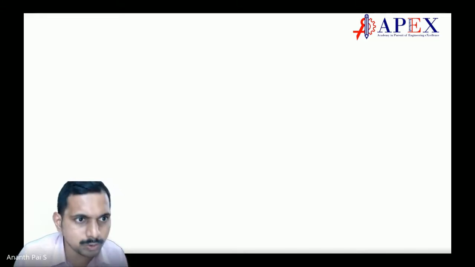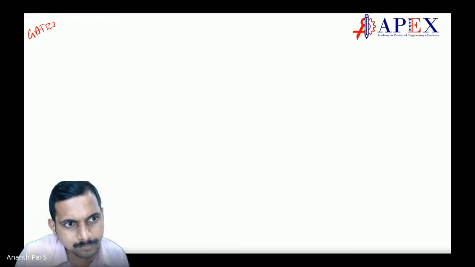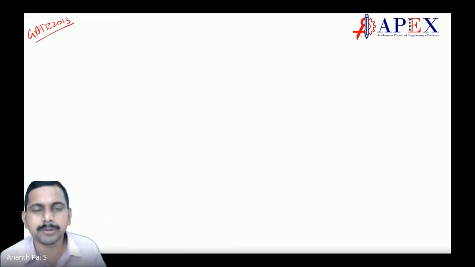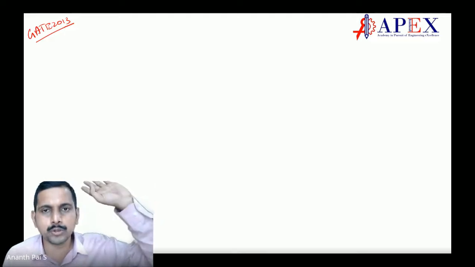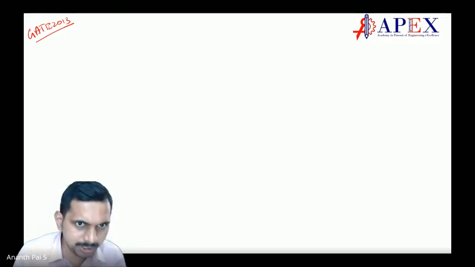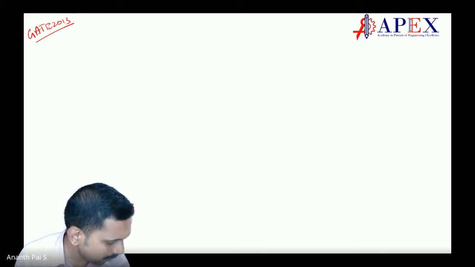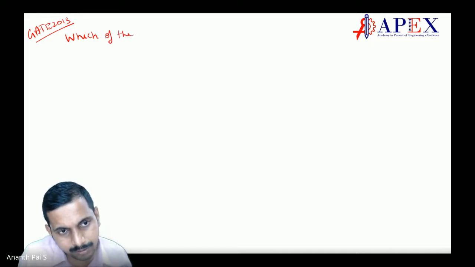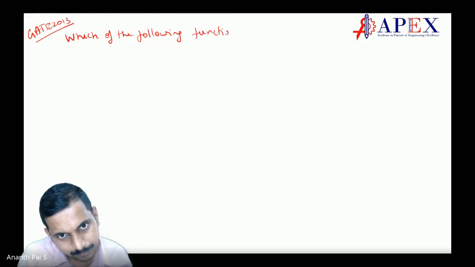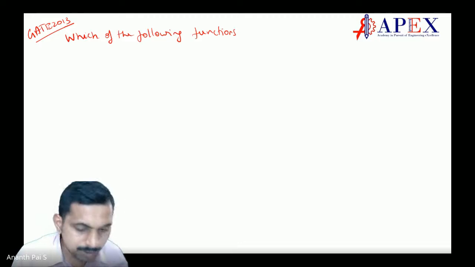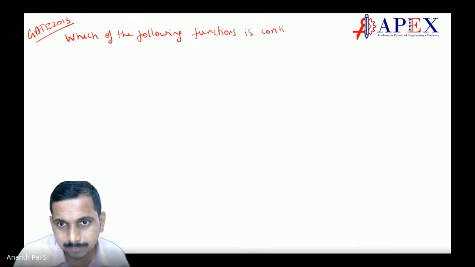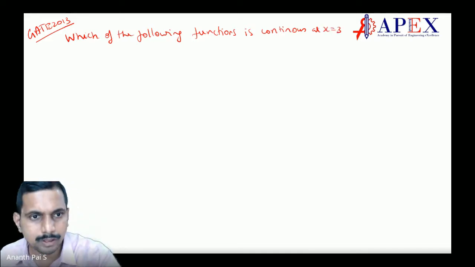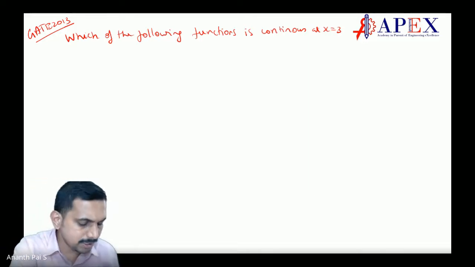This question has come in GATE 2013. We are not worried about which branch it is from. It may be from E&C, aerospace, or any branch. Which of the following functions is continuous at x equal to 3?